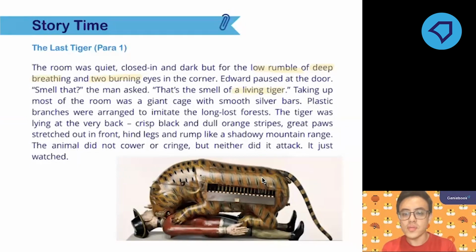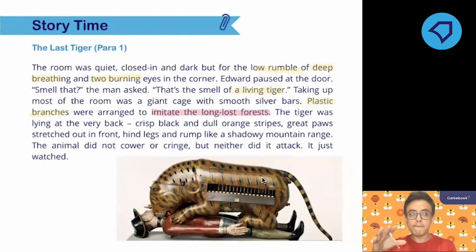Taking up most of the room was a giant cage with smooth silver bars. Plastic branches were arranged to imitate the long-lost forest. I'm going to highlight plastic branches. Why are there plastic branches? We have a clue over here, this word: long-lost forest. So we know that the setting of this story is no longer in present-day Earth.